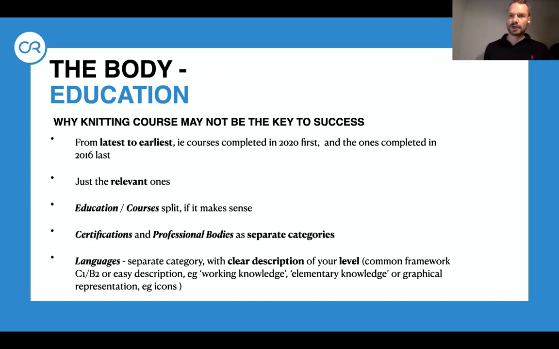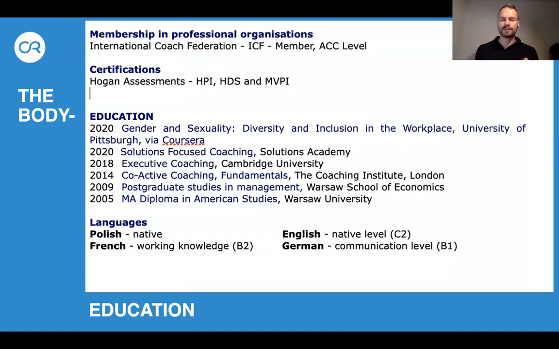That should be a separate category, remember, don't mix it up with anything else. And you have to have a clear description of your level. So if you use, for example, the Common European Framework, which I have, which is A1, A2, B1, B2, C1, stick to it. Or you can just use easy descriptions, working knowledge, elementary knowledge. I've also seen some people use graphical representations. For example, someone saying, let's say French, 3 icons, like 3 stars and 3 boxes.